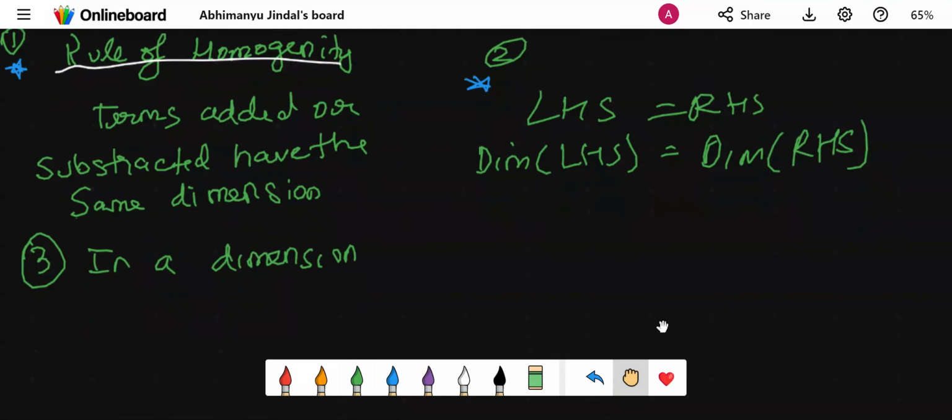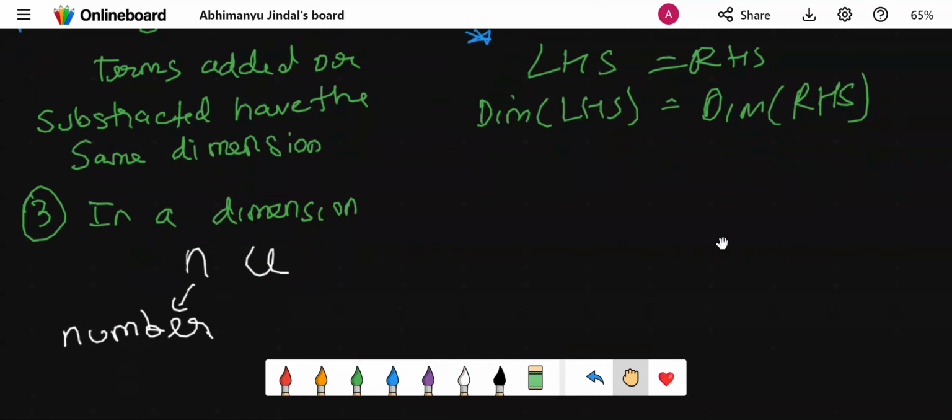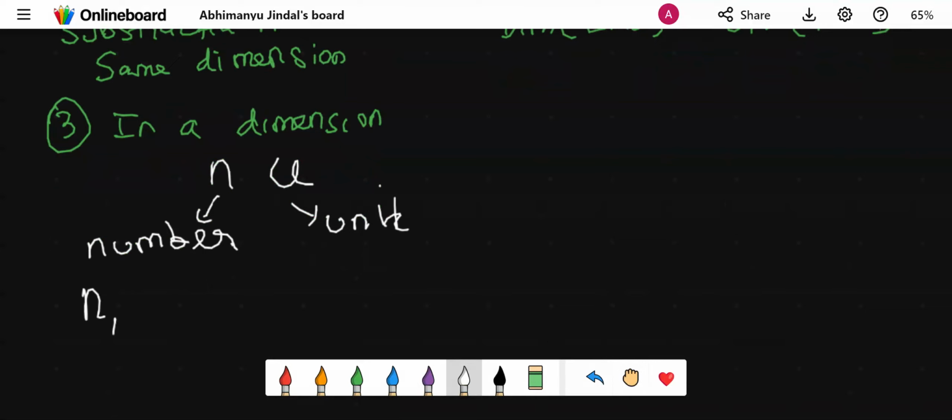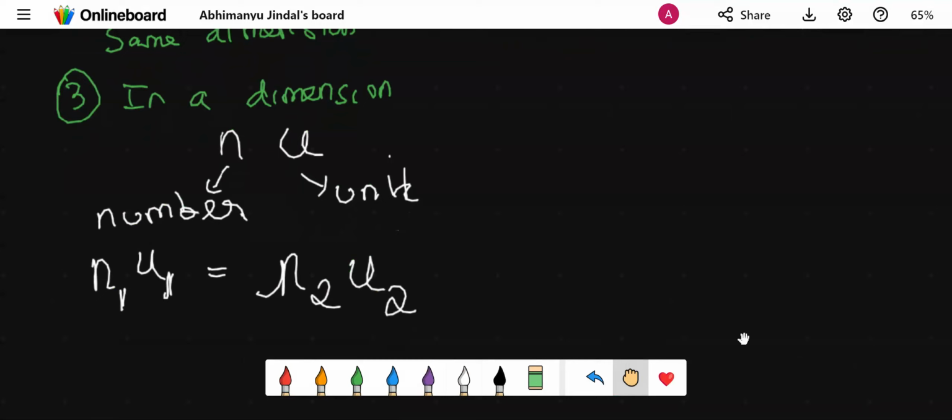there is one, nu. So n is my number and u is my unit. And let's say for a given physical quantity, if n is your number and u1 is my unit, and when I change the unit, the number is going to change. So u2 changes, therefore n2 also changes, but n1 u1 equals n2 u2.